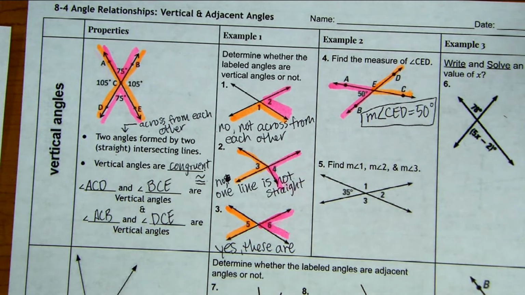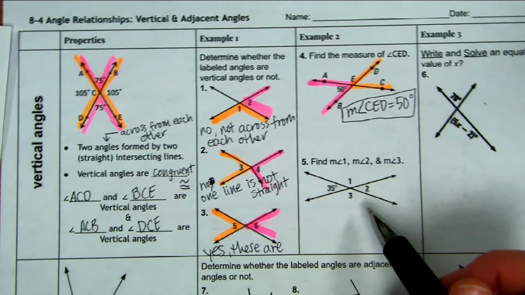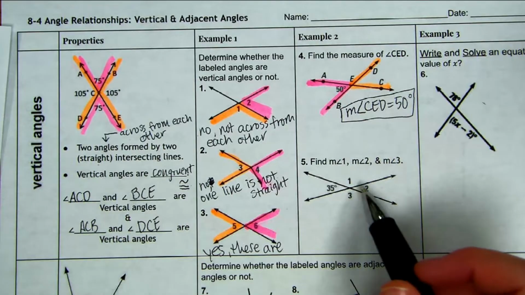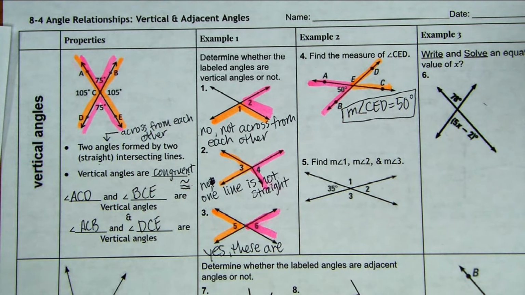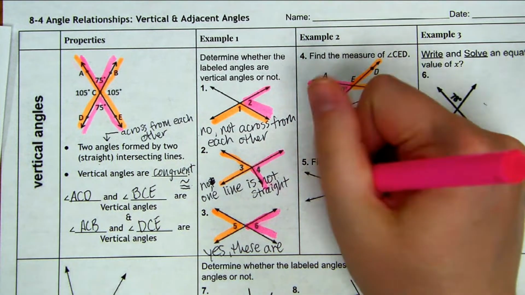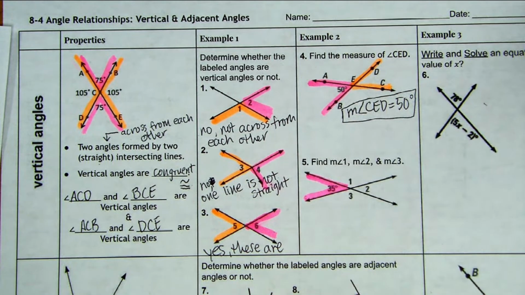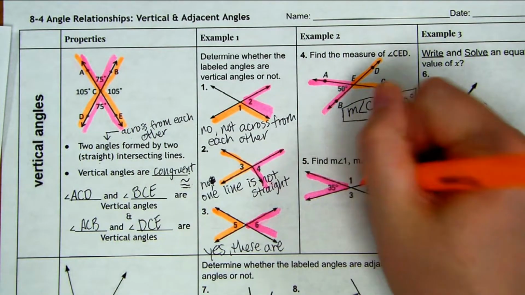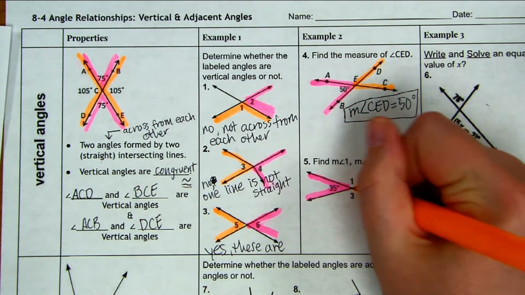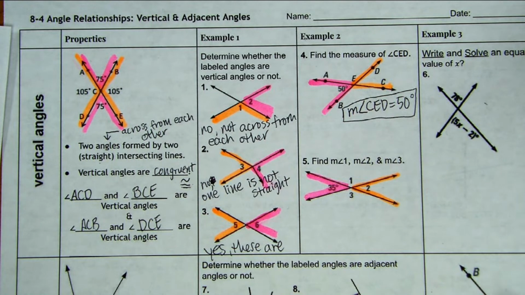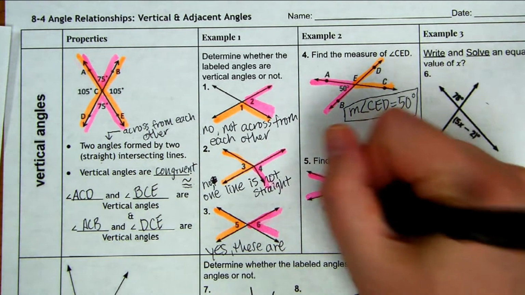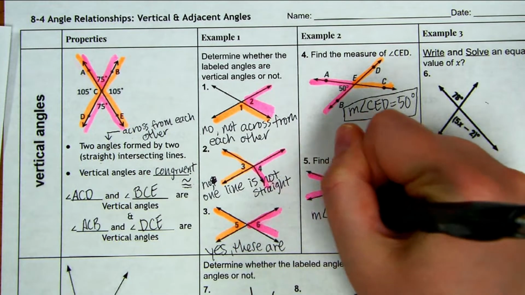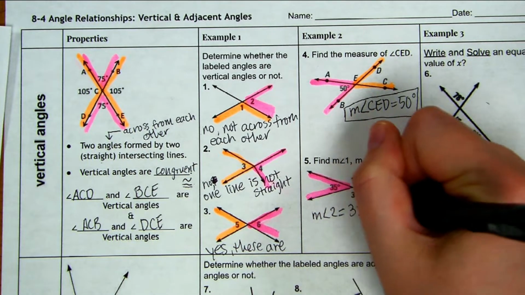And if we look down here, we can see that if we're asked to find the measures of angles 1, 2, and 3, well, if I'm looking at my diagram, I can tell that this angle is a vertical angle with angle 2. So we know that they have to have the same degrees as each other. So that means the measure of angle 2 has to be 35 degrees, because they are vertical angles with each other.